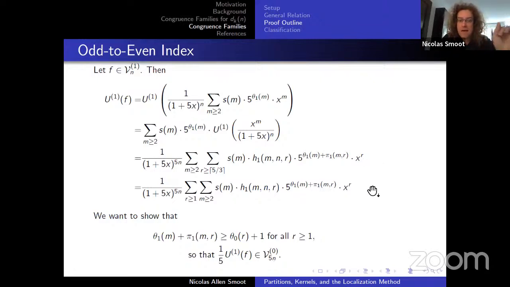Now I want to gain a power of 5. So it's not enough for 5 to all of this to be theta 0 of r, right? Because we're going to go into V^0. We start in V^1, we'll go to V^0. We want this to be theta 0 of r plus 1 because we want to gain a power of 5. Right? So we want theta 1 of m plus pi 1 of m r to be greater than or equal to theta 0 of r plus 1 for all r greater than or equal to 1.